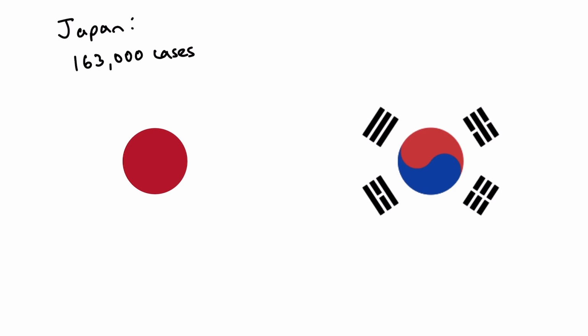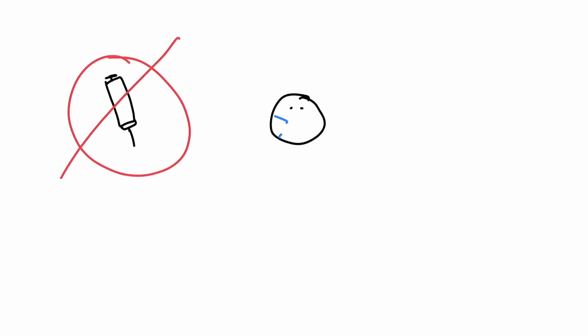Japan has had only 163,000 cases during the entire pandemic, and South Korea has had only 39,000 cases. These numbers are shockingly low when compared to America's more than 15 million cases. Japan, South Korea, and many other Asian countries control the spread without the help of the vaccine, but with just strict adherence to masking and social distancing guidelines.